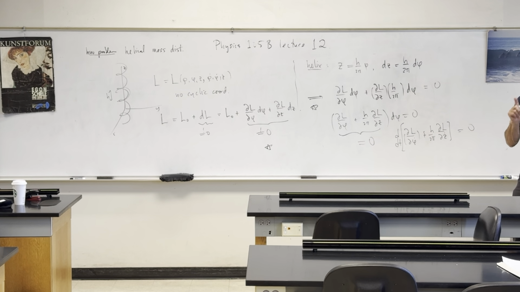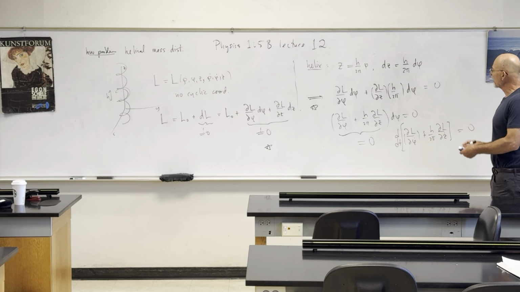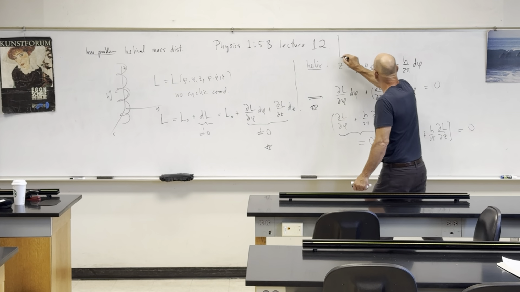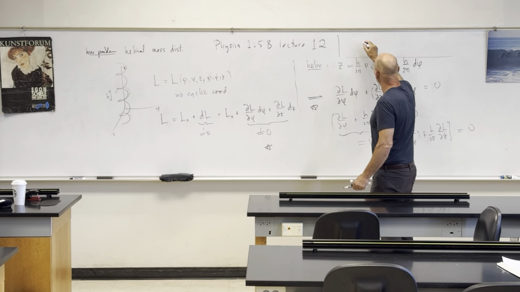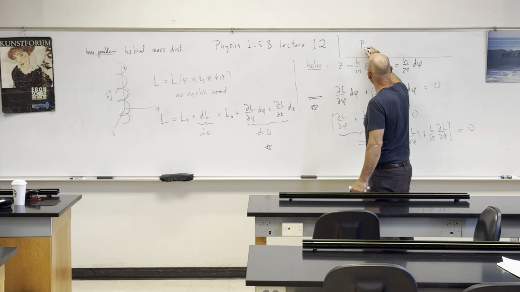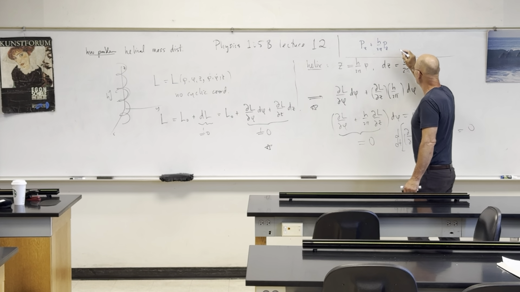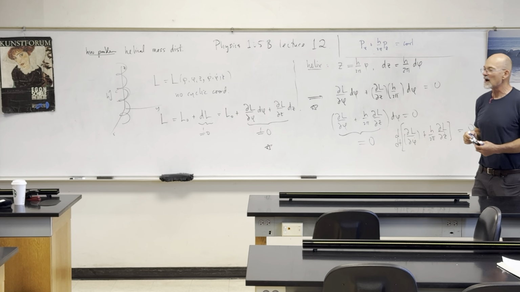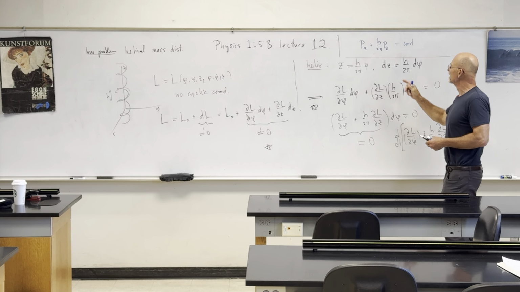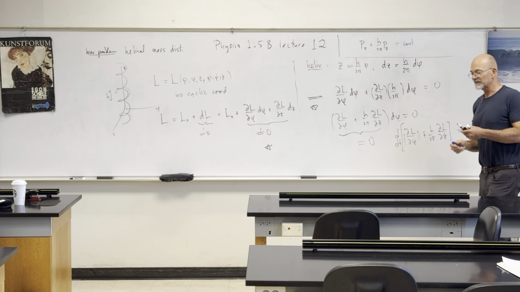So what's conserved is what's in the square bracket. And for that square bracket, we would have, I'll call it p_phi plus h over 2 pi p_z is equal to some constant. So that's the conserved quantity. A combination of angular momentum and linear momentum in the z direction is what's conserved on the system.